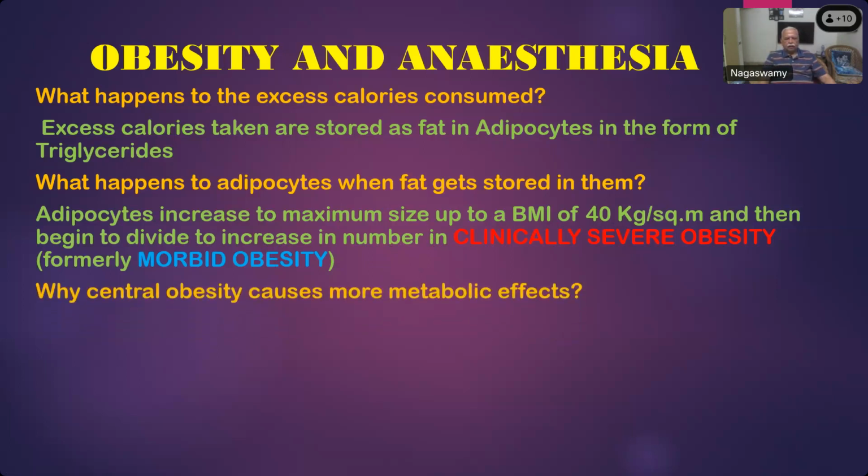Why does central obesity cause more metabolic effect? Why do they say that you should not put up a big paunch, your belly should not increase in size? What is the reason? Whether it is for men or women, you should not put on too much fat in the abdominal region. What are all the ill effects of putting on weight in the central, abdominal area? Where does that fat get accumulated? Does it get accumulated only in the abdominal wall or somewhere else also?